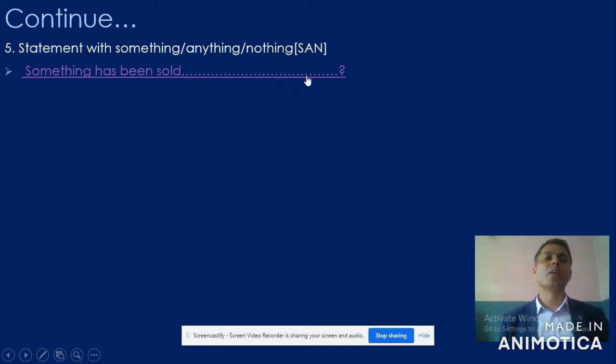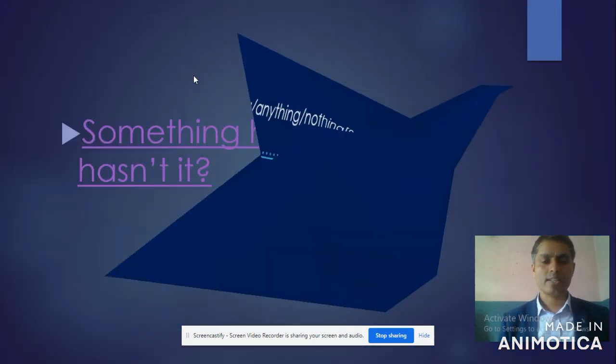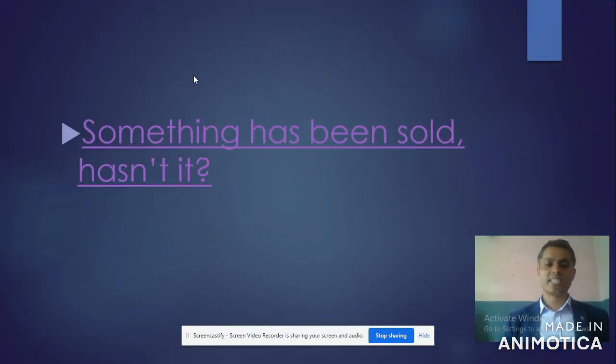If there is the pronoun it, then how can we supply the verb here? Something has been sold. What is the auxiliary verb here? Has is the auxiliary verb. The sentence is in positive, affirmative form, so the tag must be negative. So hasn't it. Something changes into its pronoun, it. So hasn't it. Now let's have a look at the answer here on the screen. Hasn't it, right? Something, it. From the statement's has, then hasn't. Negative tag, hasn't it.